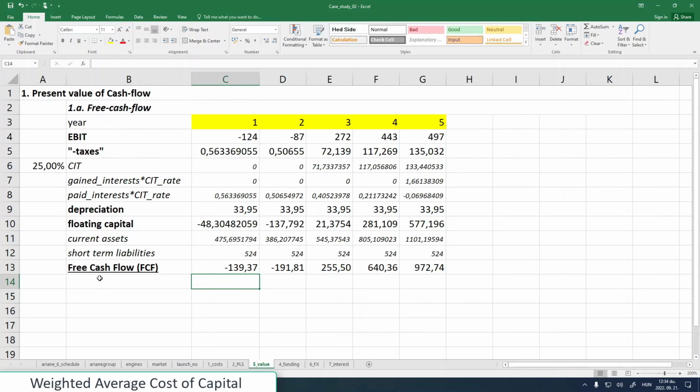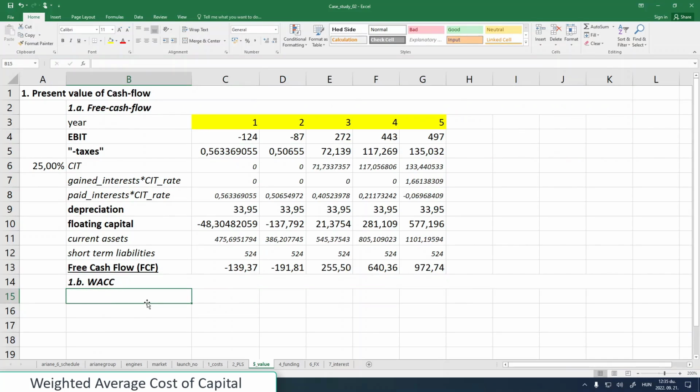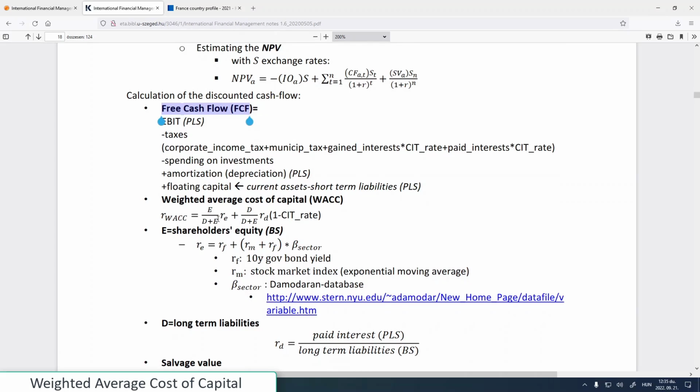And now we have the free cash flow. So the next point, 1.b, is the weighted average cost of capital. To calculate the weighted average cost of capital, we need the following items: shareholders' equity, long-term liabilities. So let's start with shareholders' equity.